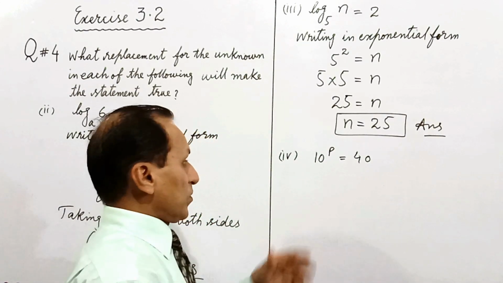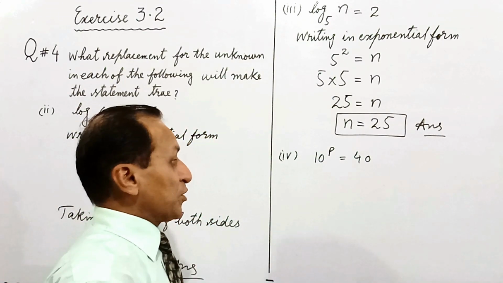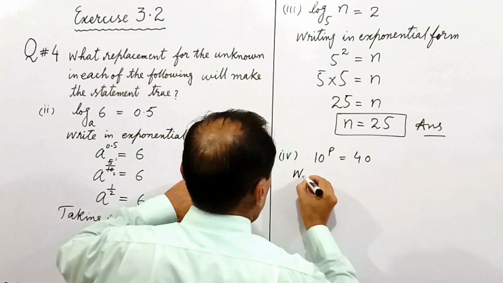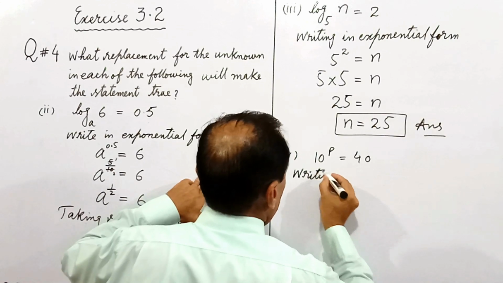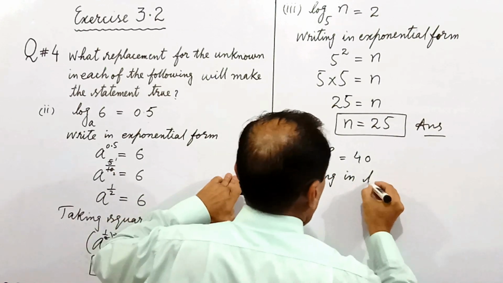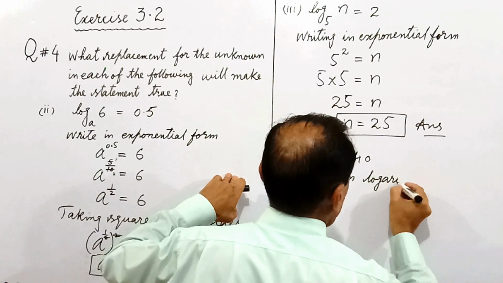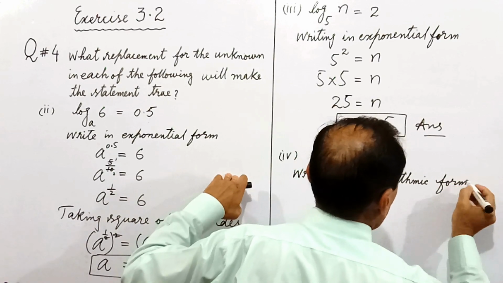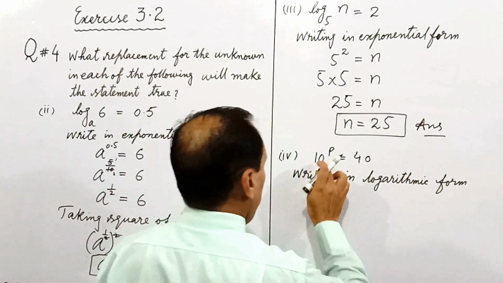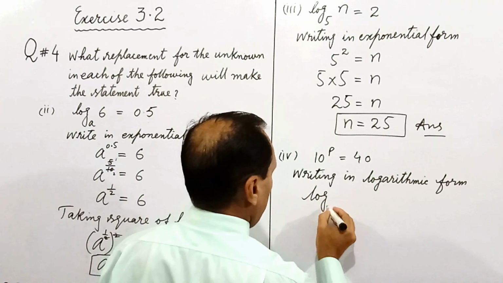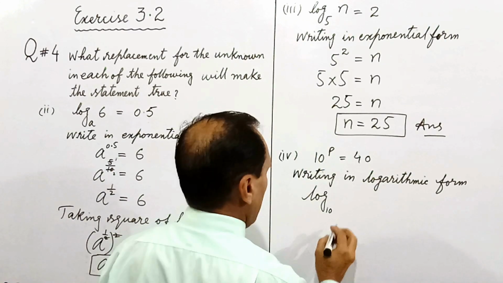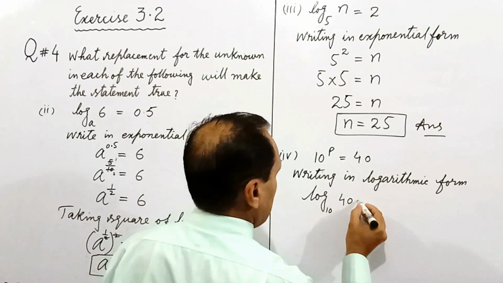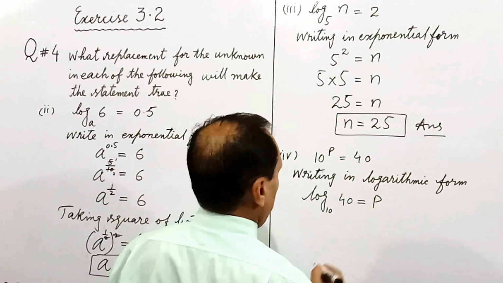Now move to part 4, and that is a little bit different. We are dealing with exponential form, so it means we have to write in logarithmic form, according to the definition of logarithm of a real number. Base will remain base with log. So log base 10 we write, and 40 will be written with log. So it becomes log 40 to the base 10 is equal to P.